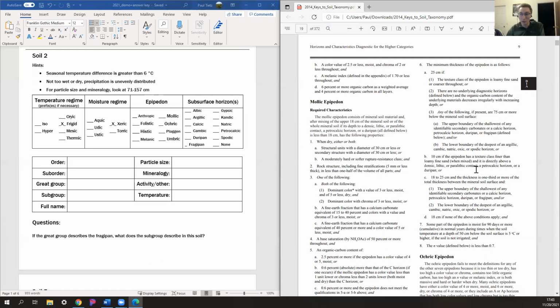We have a pretty deep profile. There's nothing really limiting near the surface for us. So our requirement is going to be, I believe it says 25 centimeters, and our color does not match that all the way down. So we're going to rule out molic epipedon.